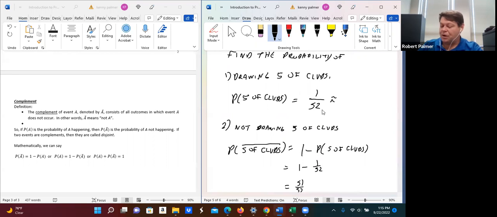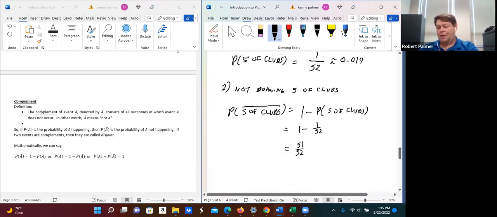Now, in each case, we can also approximate these. So if I just approximate this one, 1 divided by 52, that is approximately, I'll just use 3 decimal places, 0.019, so less than 2%. Okay, and this then is approximately, since the complement is about 0.981, or about 98.1%.